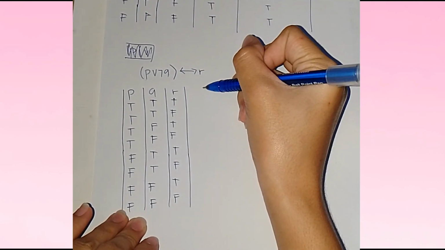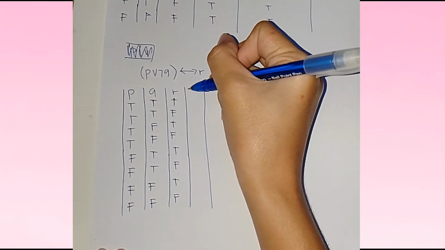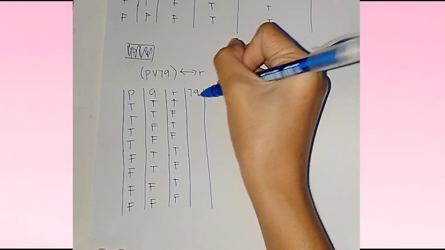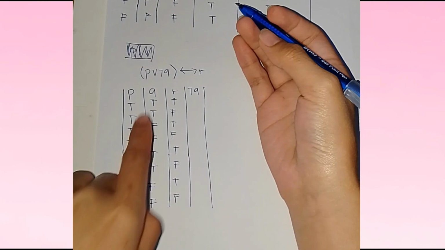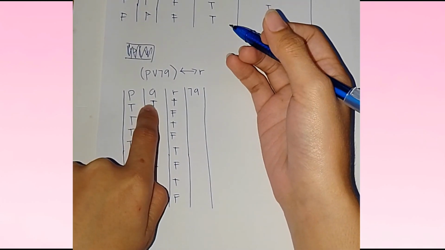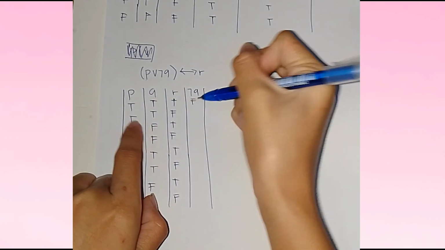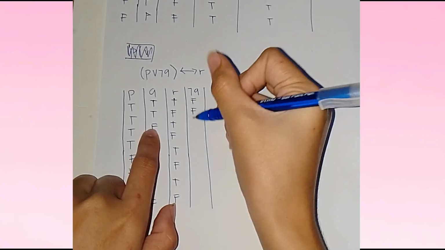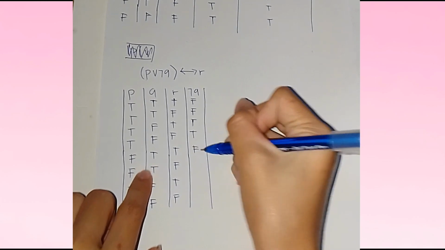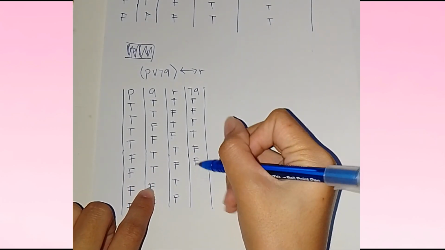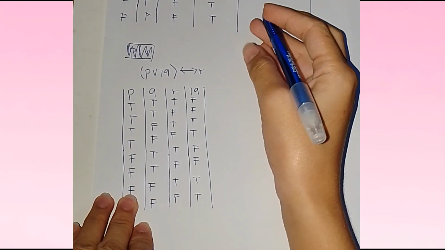So we make another column for not Q. In here, this is the exact opposite of Q. So since Q here is true, we will put false, false, true, true, false, false, true, true.